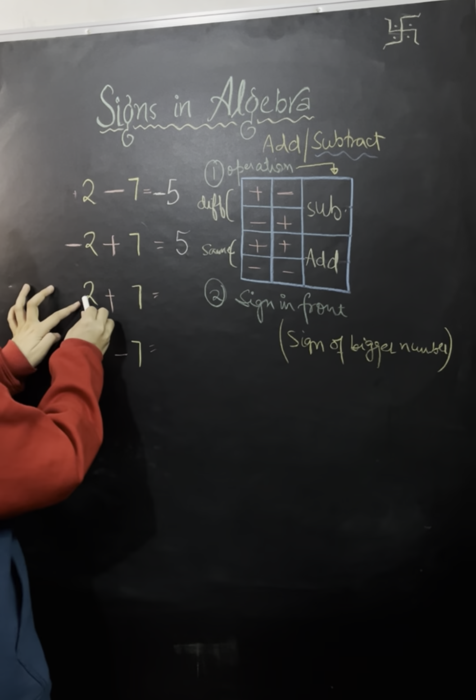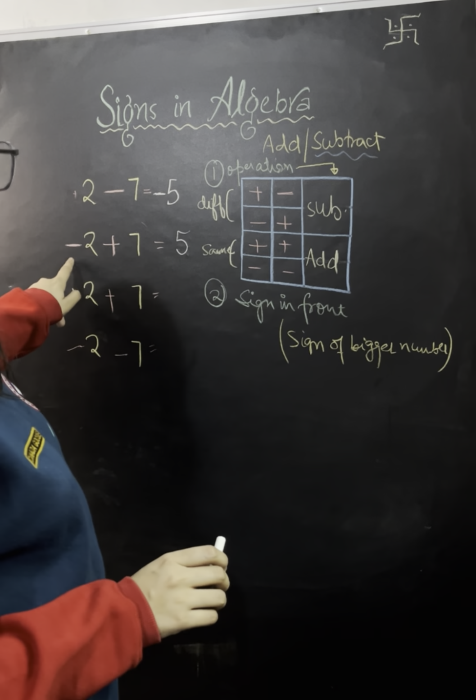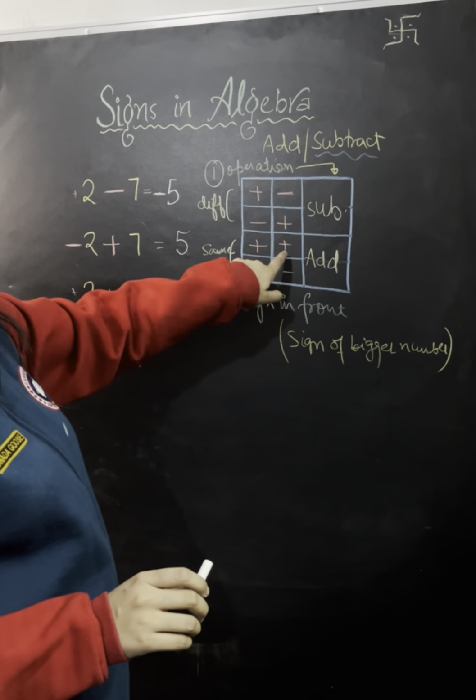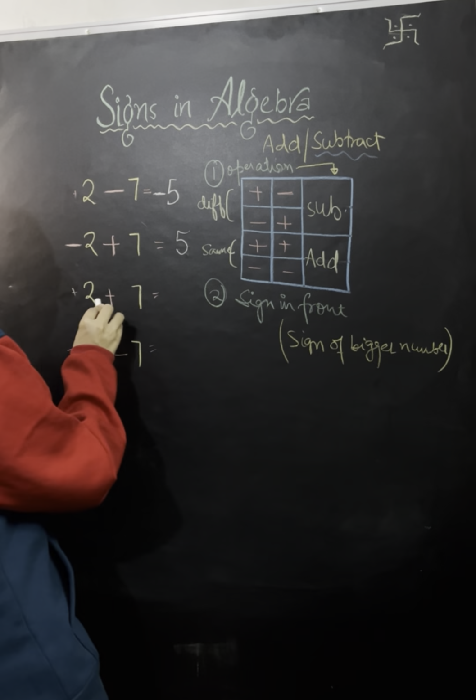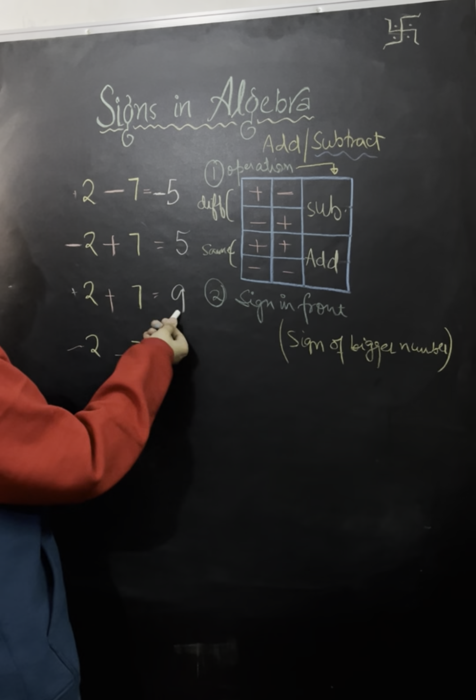Now, next. If no sign is in front of the 2, the sign is positive. So, positive 2, positive 7. Signs are same, we do addition. 2 and 7 are 9. Again, check the sign of bigger number. Positive, so keep it 9.